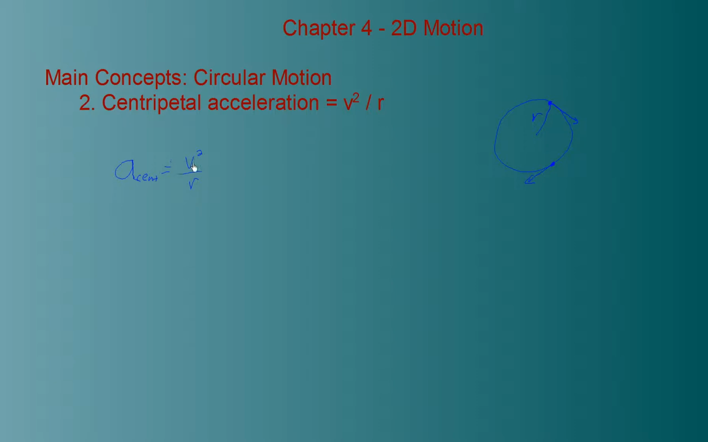And you can see if your speed increases, your acceleration increases. If your radius increases, your acceleration decreases. In one sense, that explains why it's easier to go around a bigger circle, because you need less of an acceleration to keep you moving in a circle. That's one tricky thing about centripetal motion, is that you need a force to keep you moving in a circle.